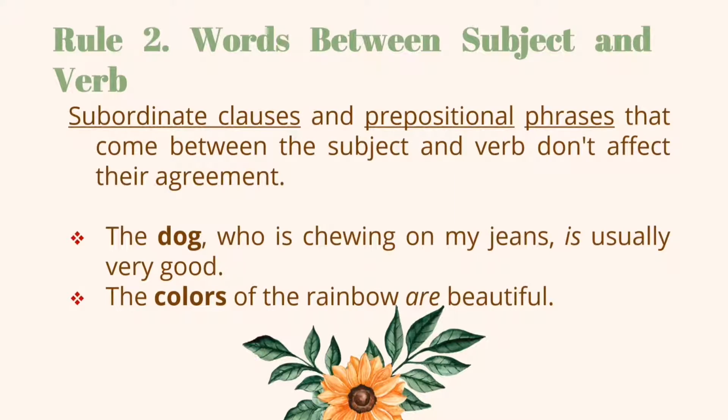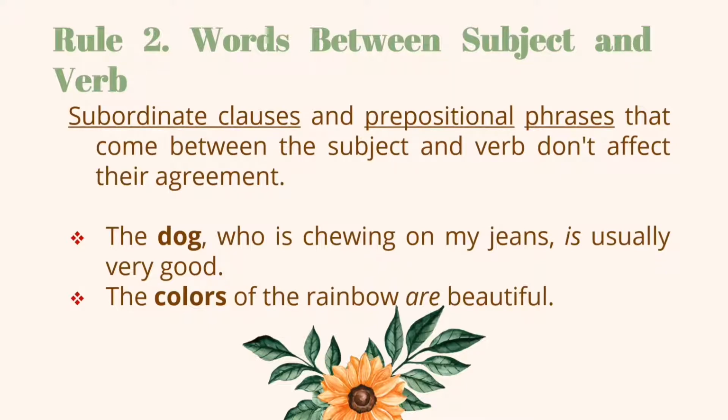Rule number 2, words between subject and verb. Subordinate clauses and prepositional phrases that come between the subject and verb don't affect their agreement. Huwag kayong malilito kapag mayroong subordinate clause or prepositional phrase sa gitna ng subject at ng verb. Walang kinalaman yon. Doon ka pa rin magbe-base sa subject.